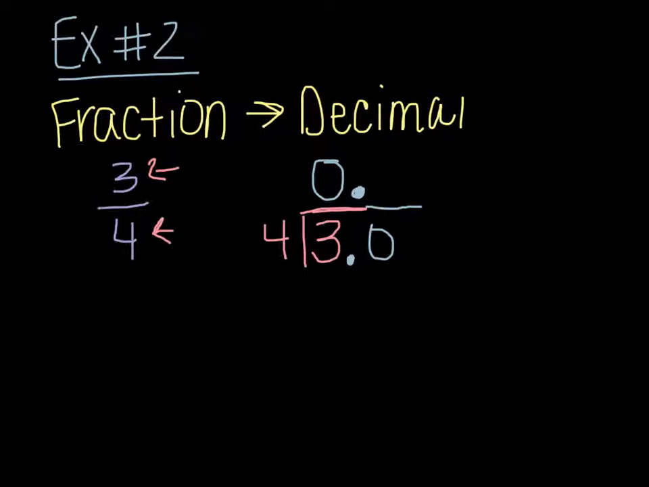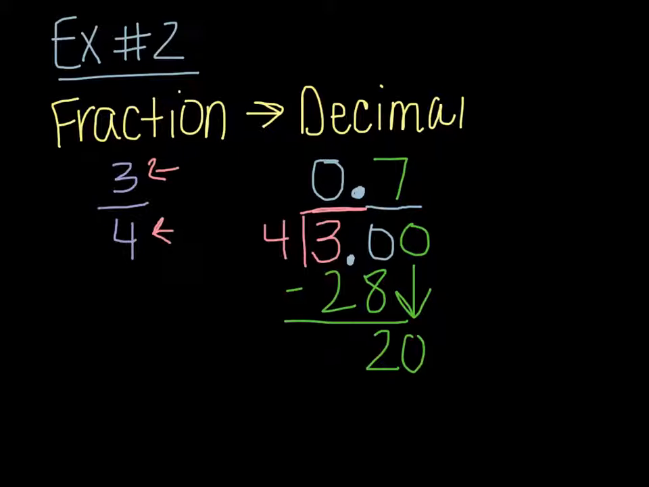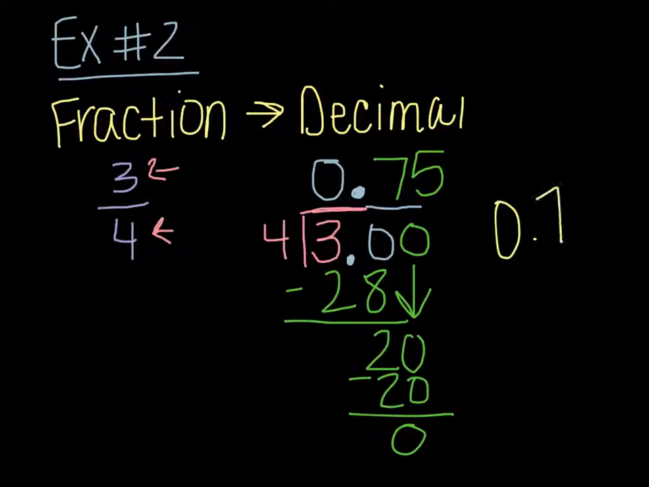Now I say to myself, how many times can 4 go into 30? And it can go in 7 times. 7 times 4 is 28, so I subtract, and I have 2. 4 cannot go into 2, so I need to add another 0 to bring that down. Then I say, how many times does 4 go into 20? It goes in 5 times evenly. So that's my decimal, 75 hundredths.